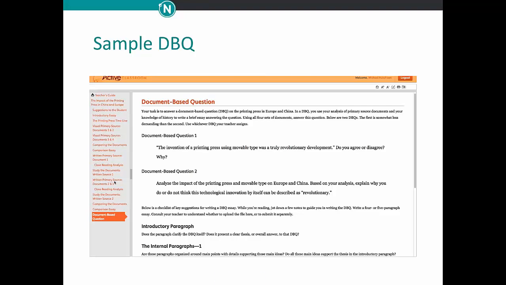And so in this case, there are two document-based questions. Question number 1 says, the inventing of the printing press using movable type was a truly revolutionary development. Do you agree or disagree? Now, what the teacher can do here is also assign a second document-based question. They could assign number 1 or assign number 2.